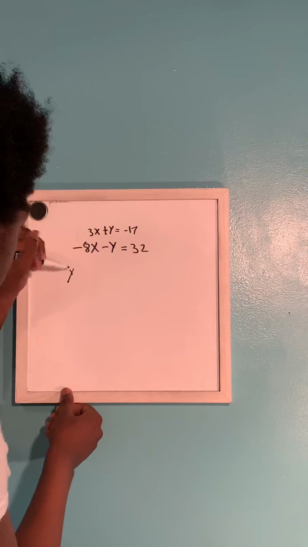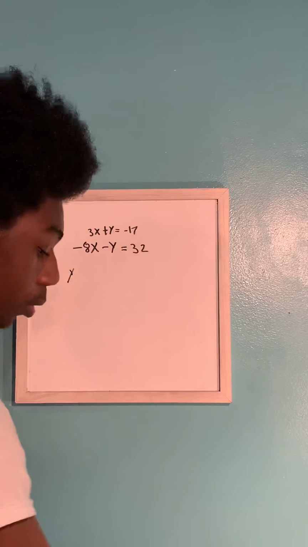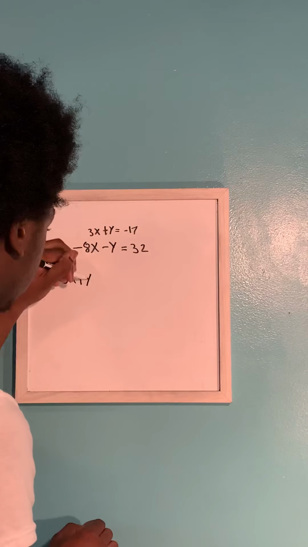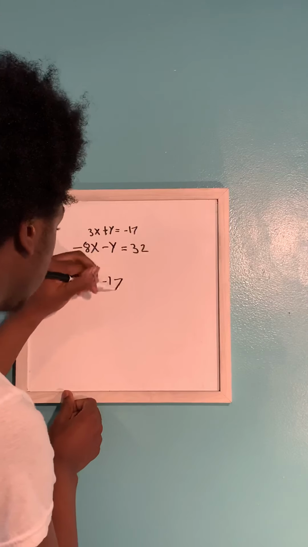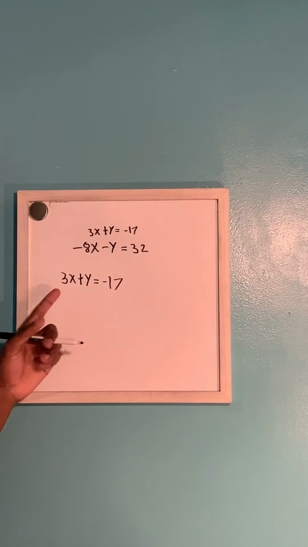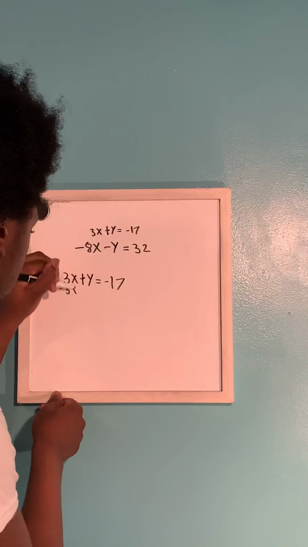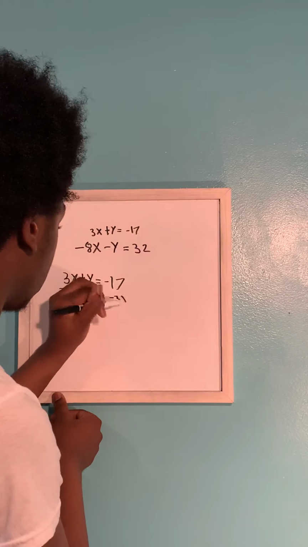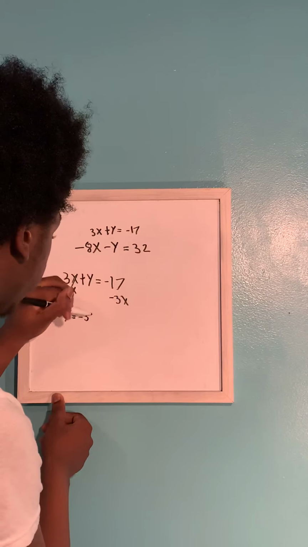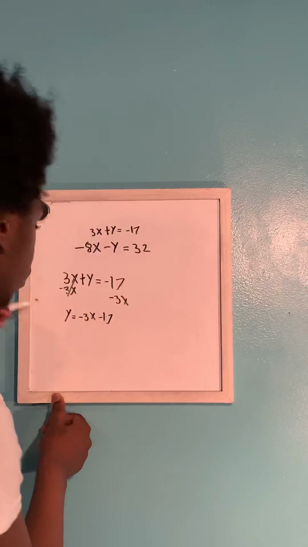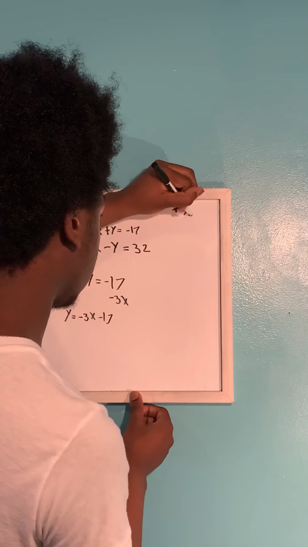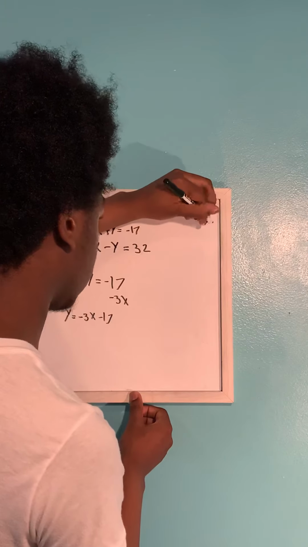So it'd be 3x plus y equals negative 17. Alright, so in order to get y alone, we need to cancel out 3x. And to do that, we have to subtract it on both sides. So it would now be y equals negative 3x minus 17. Put this over here. So okay, y equals negative 3x minus 17.